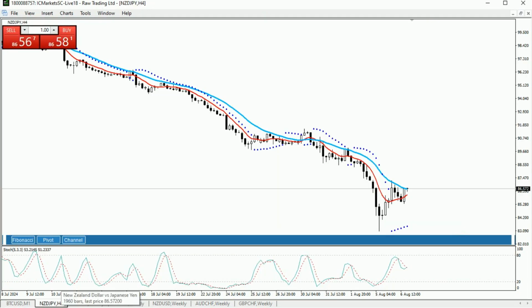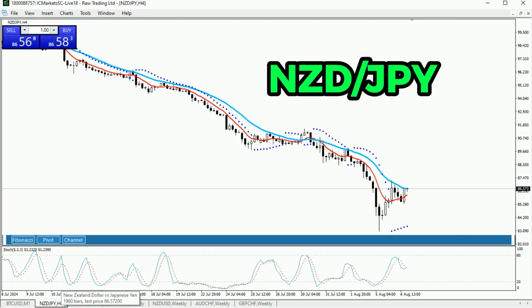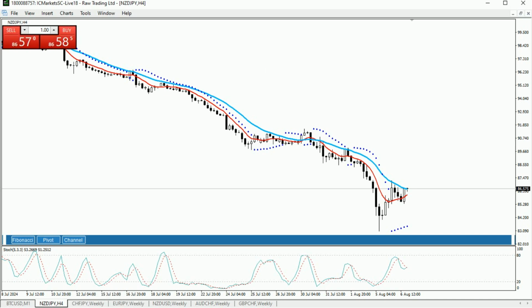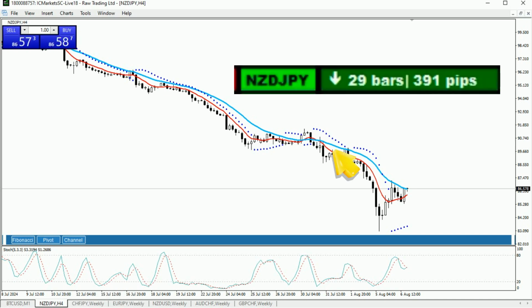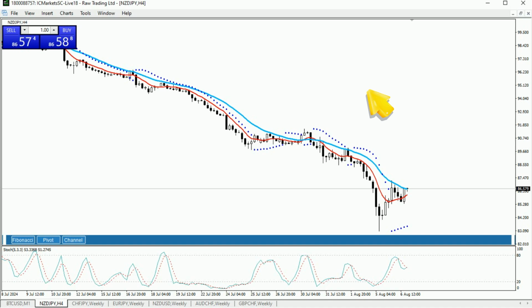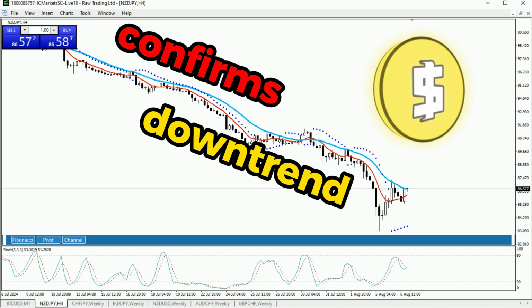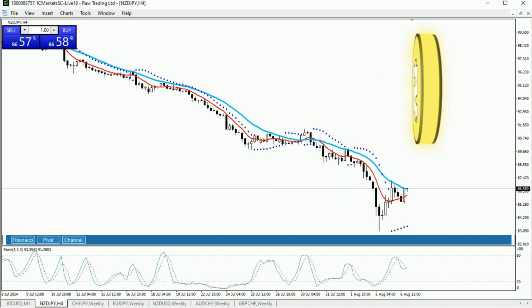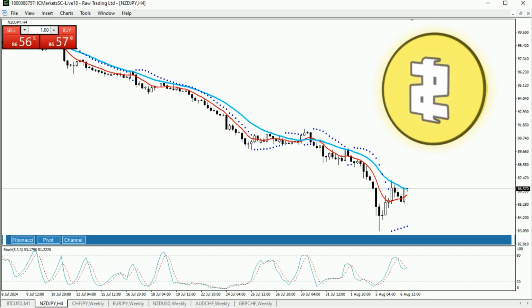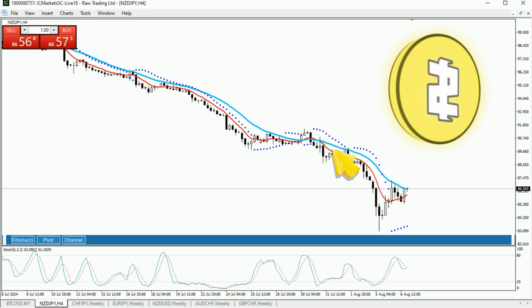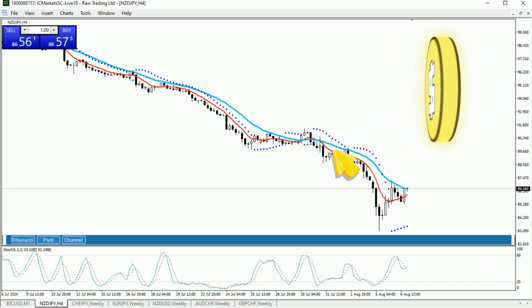We will use the New Zealand dollar to Japanese yen chart as our example. According to our dashboard, a moving average crossover occurred 29 bars ago. This crossover is particularly interesting because it confirms a clean downtrend. When moving averages cross, it's often a sign of a new trend or a continuation of the existing trend. In our case, this crossover signals that the downtrend is likely to continue.